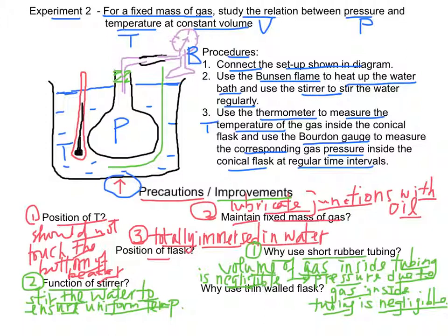The next thing is to use thin-walled flasks. Thin-walled glass is used so that the heat transfer from the hot water to the air inside the flask is very fast. Therefore, the water temperature is almost equal to the temperature of the gas inside at the same time. This increases the sensitivity of the experiment.